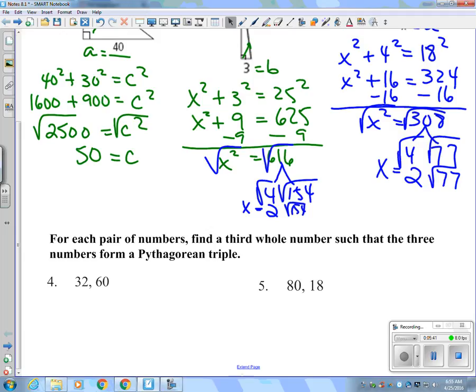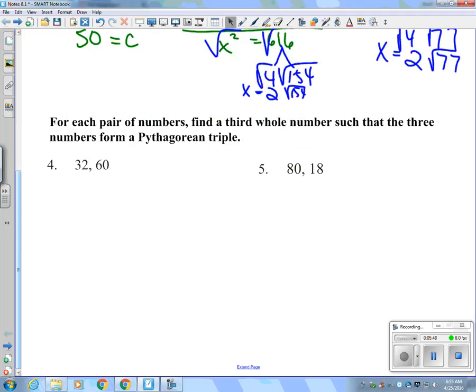So sometimes you'll be given something like this. Now this one's a little bit vague, but I think the directions are pretty good for what they're asking you to do. It says, for each pair of numbers, find the third whole number such that the 3 numbers form a Pythagorean triple. And a Pythagorean triple is 3 numbers that you can plug into the Pythagorean theorem, and it will give you the correct value for the 2 sides to match.